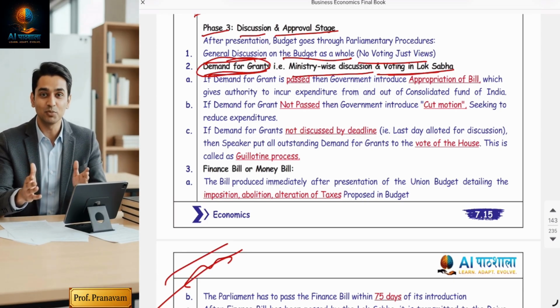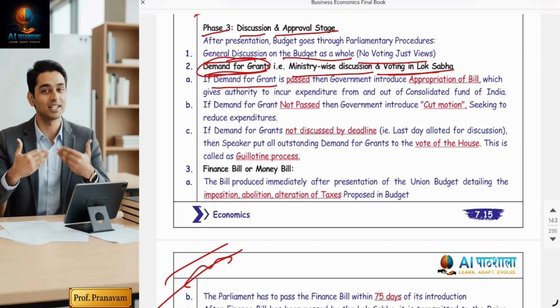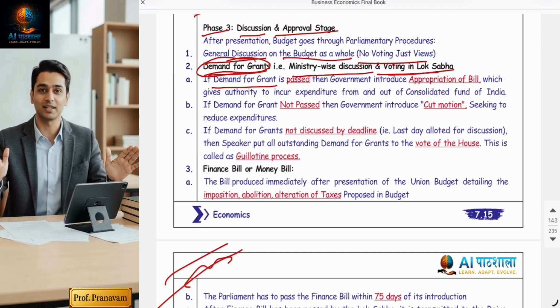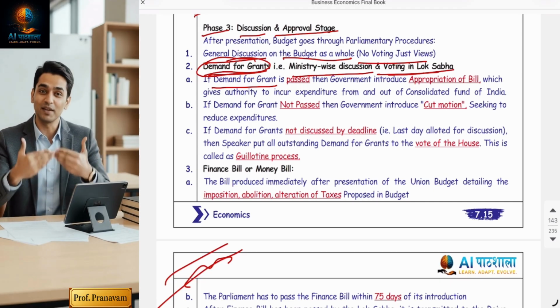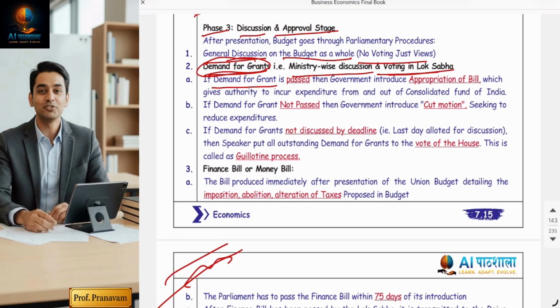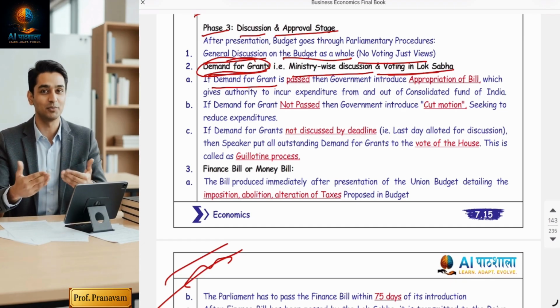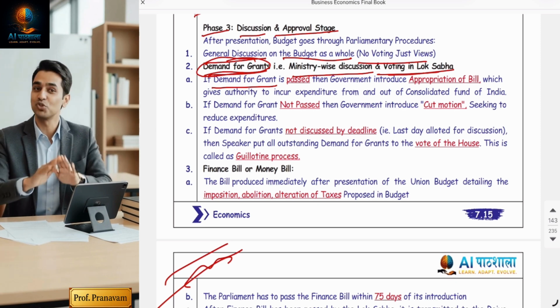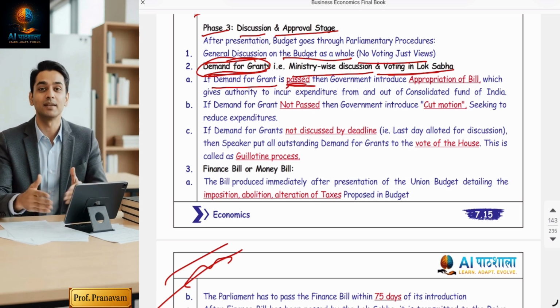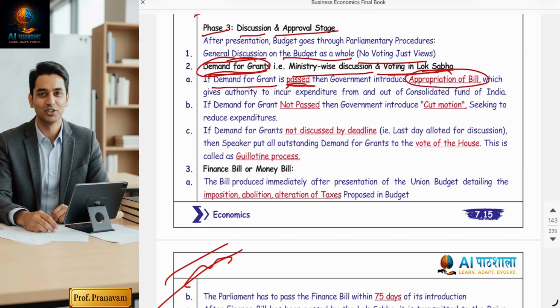Okay, so consider the demand for grants after presenting state demands. Let's say, for example, the Maharashtra government runs Maharashtra with its own state budget. That state budget is presented and some money is demanded. If that demand for grant, the money demanded, is passed, then the government introduces the appropriation bill.